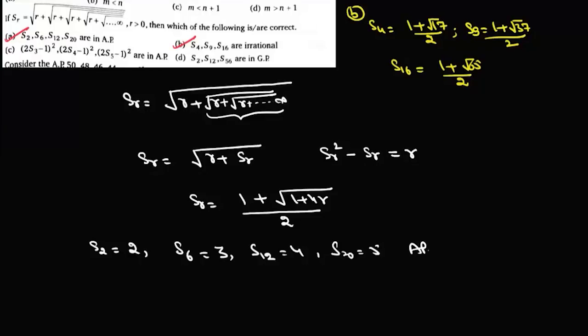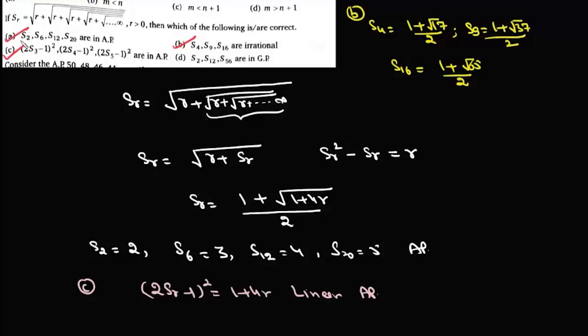For this option C, if we look at 2SR minus 1 whole square, it is a 1 plus 4R, which is a linear term. That means this series 2SR minus 1 whole square is an AP. That means these three terms, S3, S4 and S5, are terms of an AP. So option C is also correct.